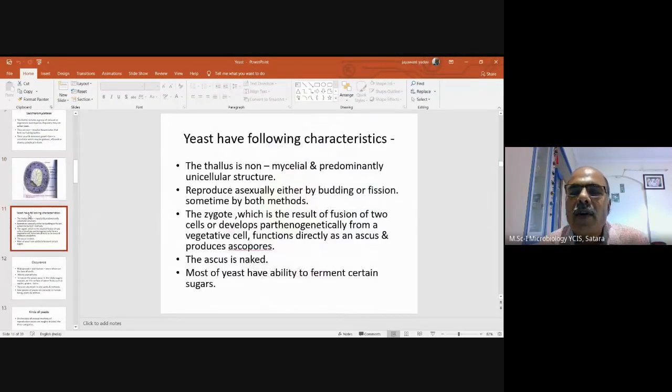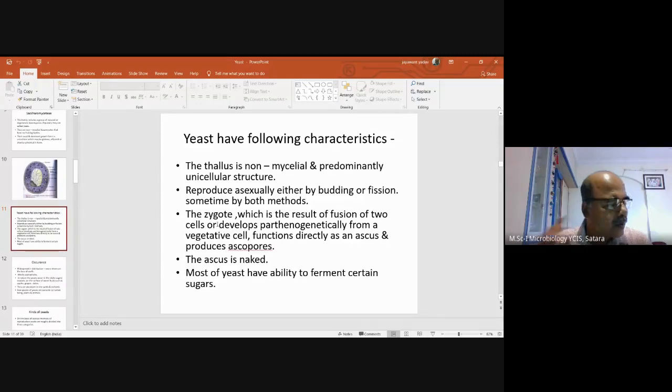Then yeast have the following characteristic properties. The thallus is a non-mycelial, predominantly unicellular structure. It reproduces asexually, either by budding or by fission, sometimes by both methods.